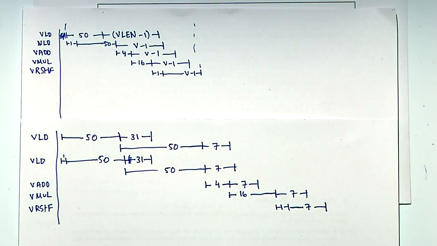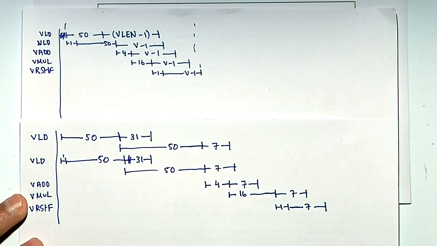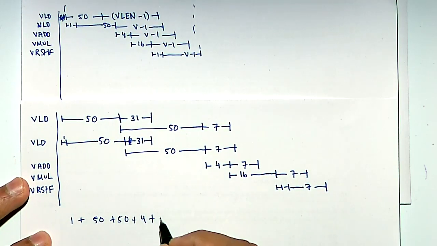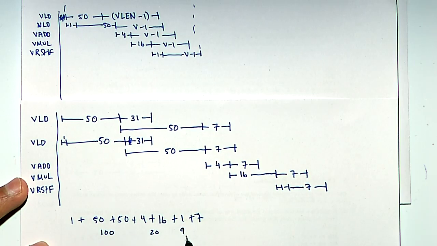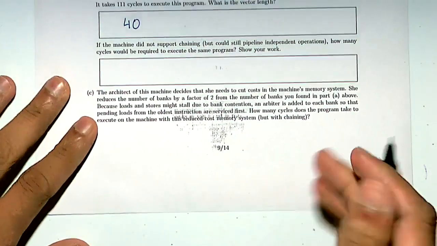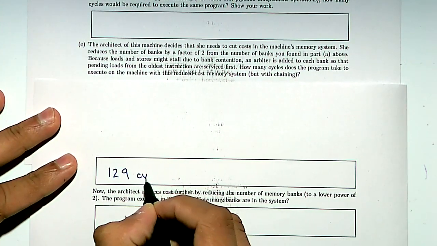And so this is our timing diagram now that we have bank contention because we have fewer banks. And so we can basically just add this up and see what we get. So here we have 1 plus 50 plus 50 plus 4 plus 16 plus 1 plus 7. And so this is 129. So we have 129 cycles for this program to execute with the reduced number of banks. Okay? And so in the solution sheet, we just write 129 cycles.